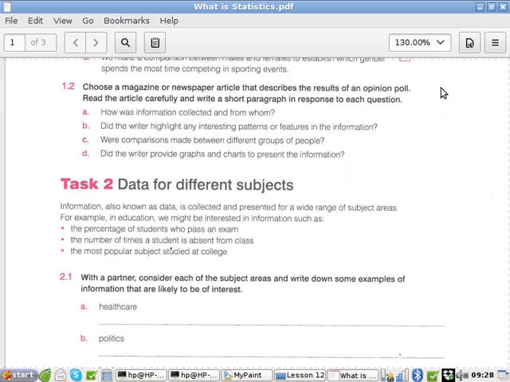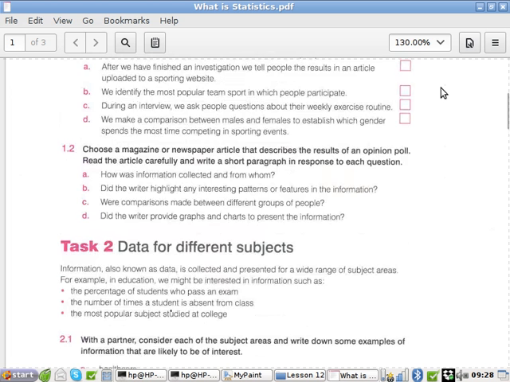Let's see. Well, there's another one here before we do the next one. Are you ready to do this? Maybe we'll do this one together. It says, choose a magazine or newspaper article that describes the results of an opinion poll. Read the article carefully and write a short paragraph answering each question.